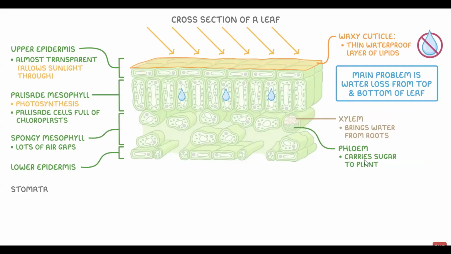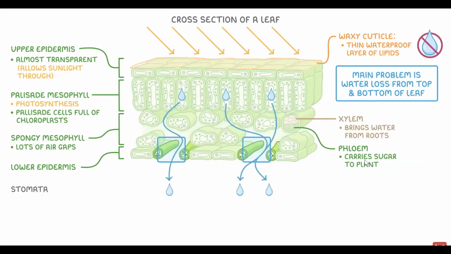When it comes to the bottom of the leaf, the main problem is the stomata, as the water will diffuse out of any gaps really easily. The leaves need these holes though, so they can get the carbon dioxide that they need. As a compromise, the leaves keep their stomata open for as short a time as possible, so that they can maximize carbon dioxide absorption, but minimize water loss.